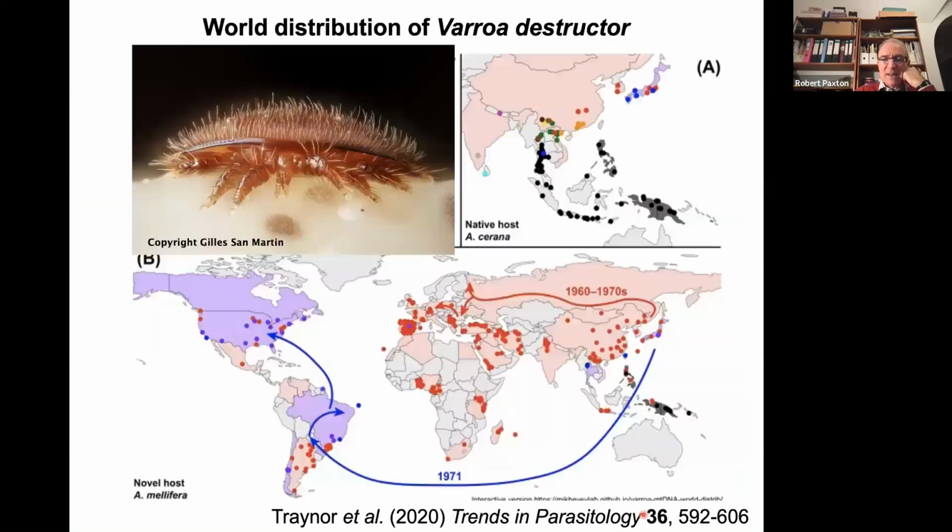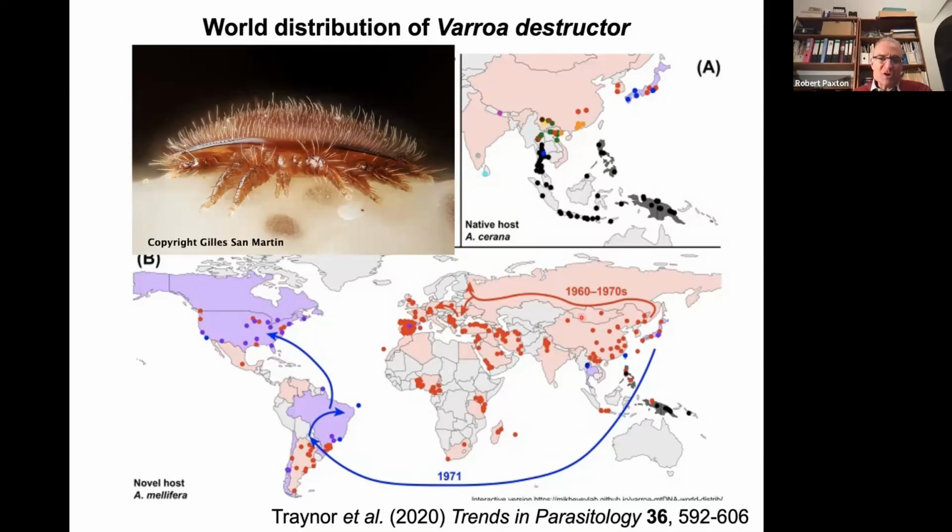The varroa mite is exotic. It was introduced from East Asia to Europe and the Americas, from Japan, and is now found more or less worldwide, including Australia. This is a lovely article by Kirsten Traynor that gives a nice history of the origin and the spread of the mite. It's restricted to the honeybee, and it is not found on wild bees, bumblebees, or other wild bee species.